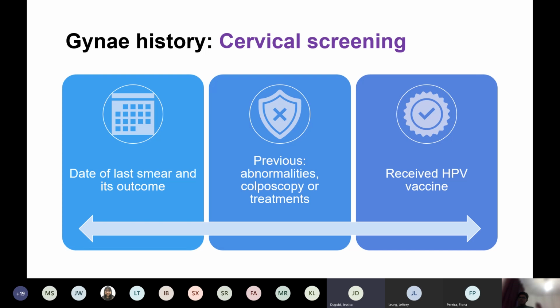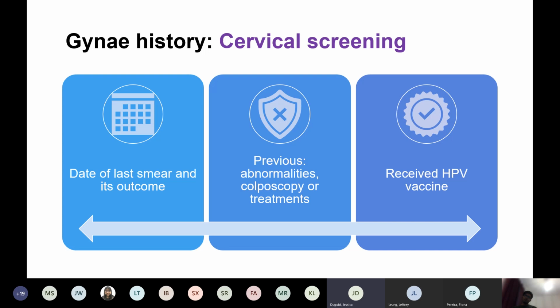Okay, now cervical screening. This is quite important to ask about. All women, after the age of 25, will be eligible for cervical screening. So you need to ask about the last date of their smear and its outcome, because they're usually every 3 years from the age of 25. So you want to ask when they had their last one and what was the outcome.